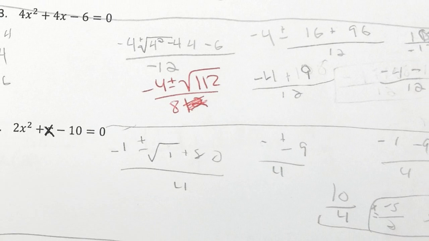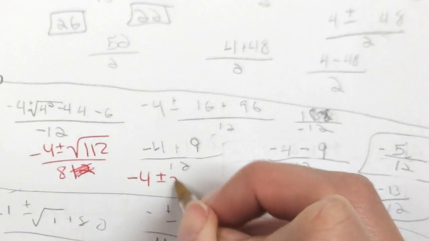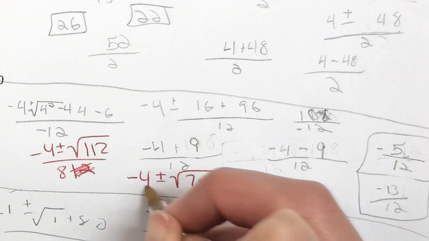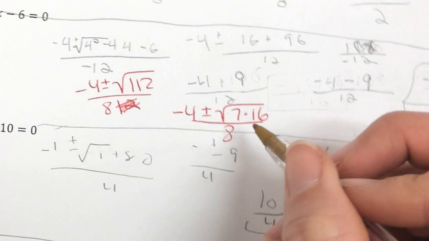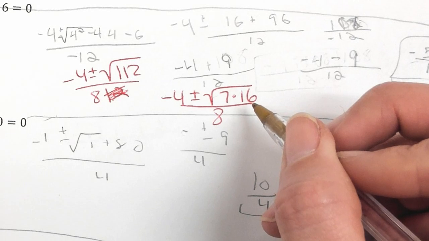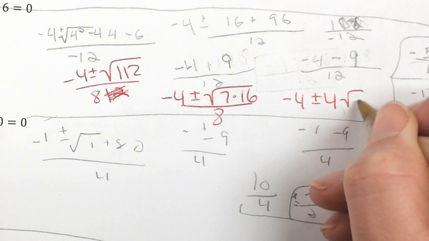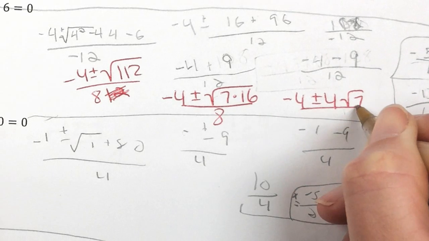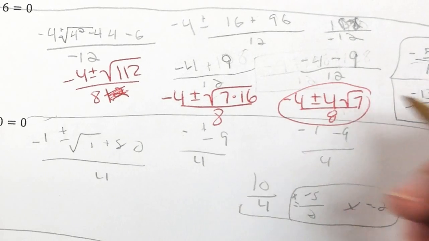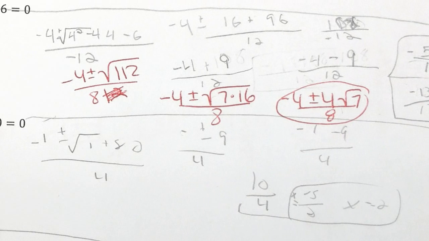All right. Any perfect squares that go into 112? 7 and 16. Thank you. So negative 4 plus or minus square root of 7 times 16 over 8. And what's the square root of 16? 4. So where does that go? Outside. So negative 4 plus or minus 4 square root of what? 7 all over 8. Good. That's it. Questions about that one?